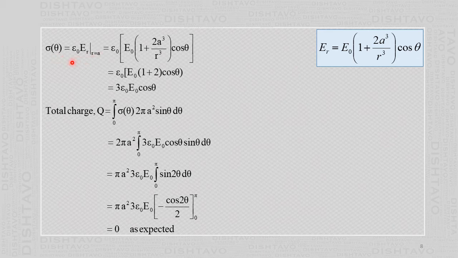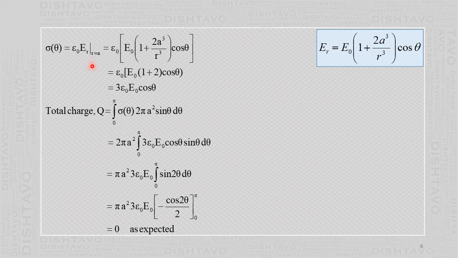Then on the surface, since it is the surface charge density, R equal to A. And this epsilon 0 is there, and E r, as we have found in the previous slide, is this quantity. And what we do here is, we put R equal to A here. When you put R equal to A, what you will get is A cube and A cube will get cancelled. So E naught 1 plus 2 cos of theta, that is epsilon 0 E naught 3 cos of theta. So this is the surface charge density of the conducting sphere kept in the external electric field.